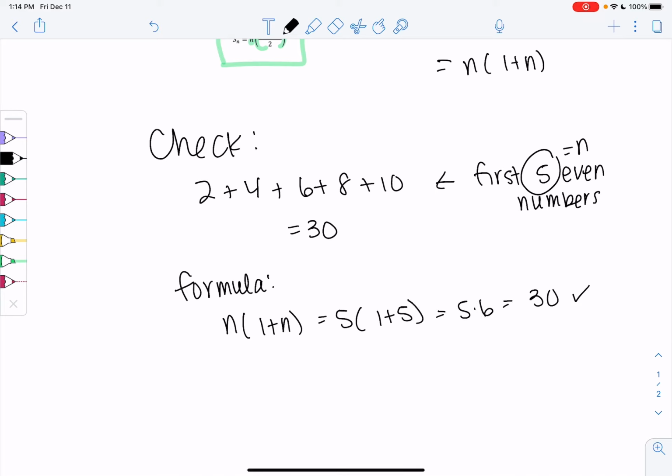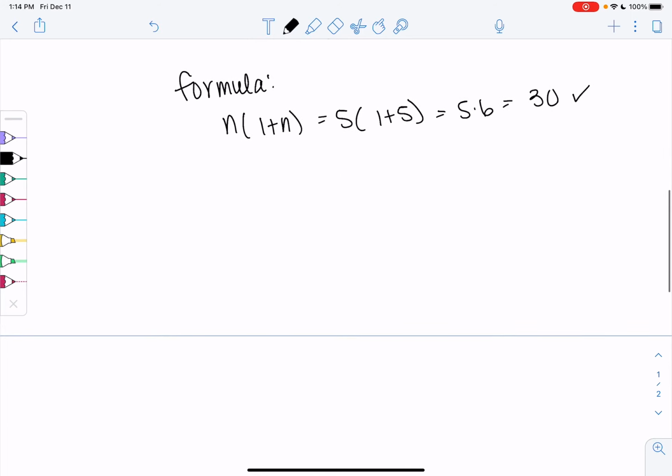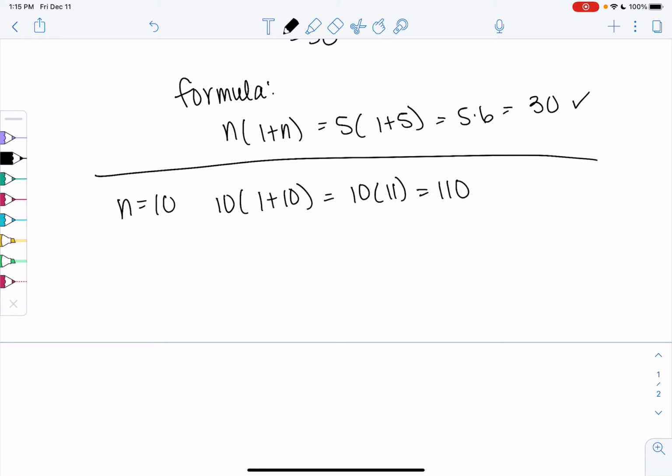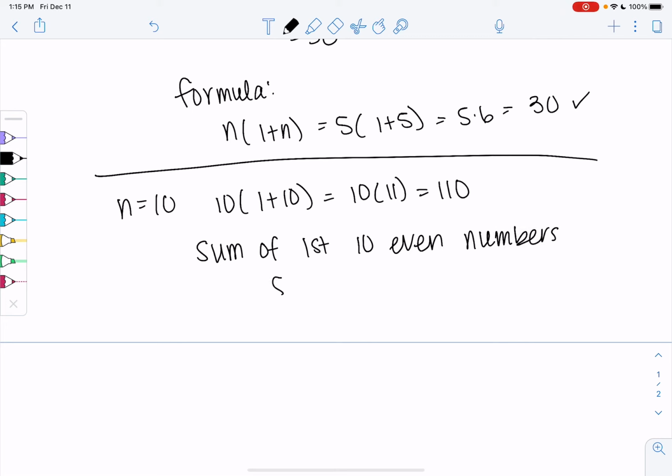And this formula is telling me it should work no matter how many terms we do. So let's try one more. Let's try n equals 10. So 10 times (1 plus 10), 10 times 11 is 110. So the sum of the first 10 even numbers should be 110.